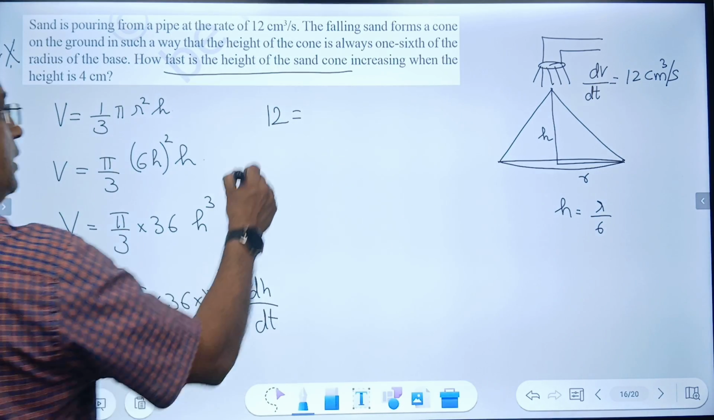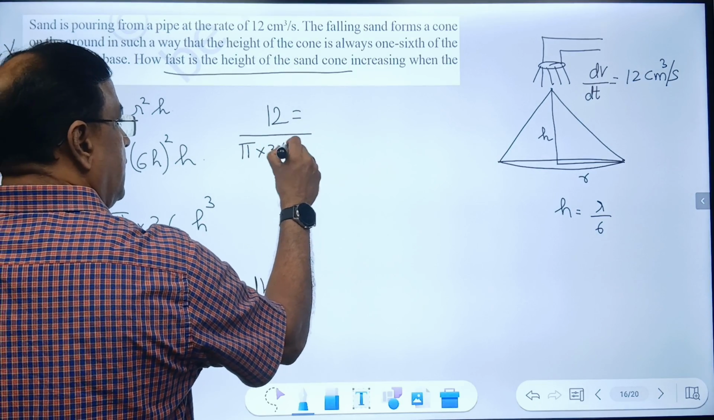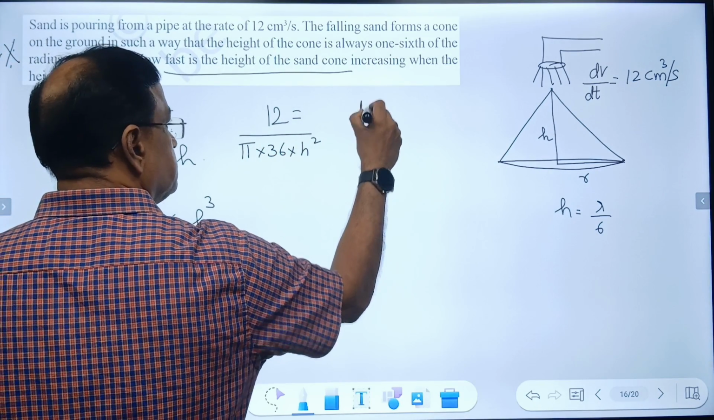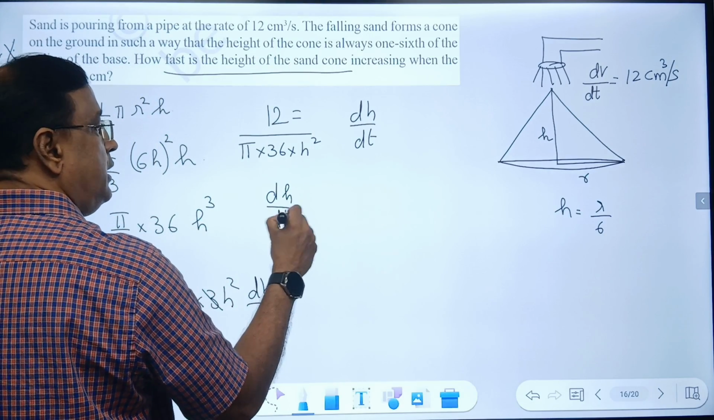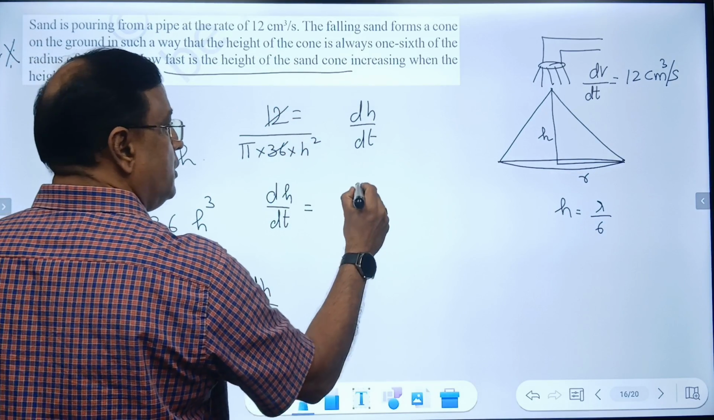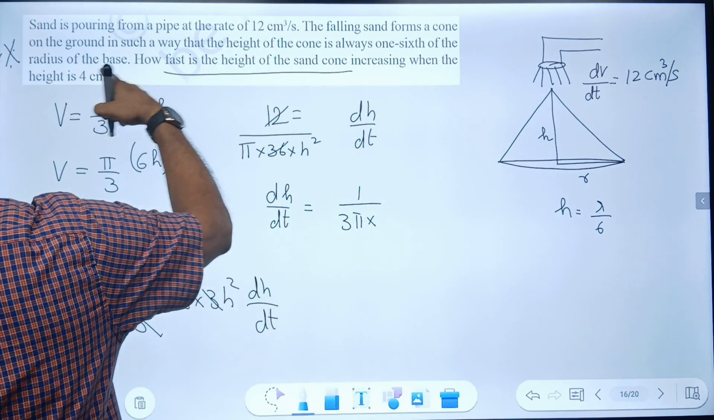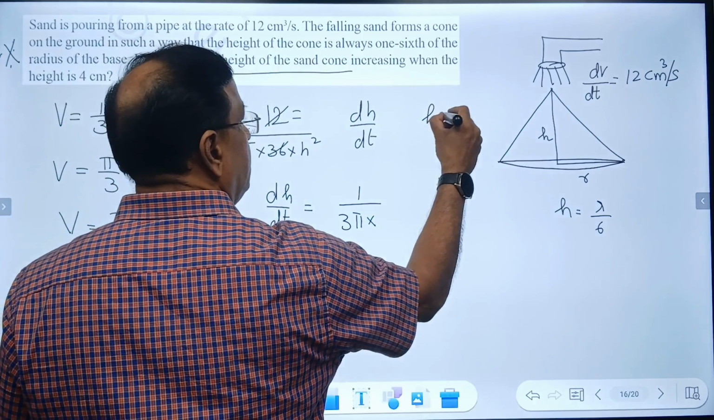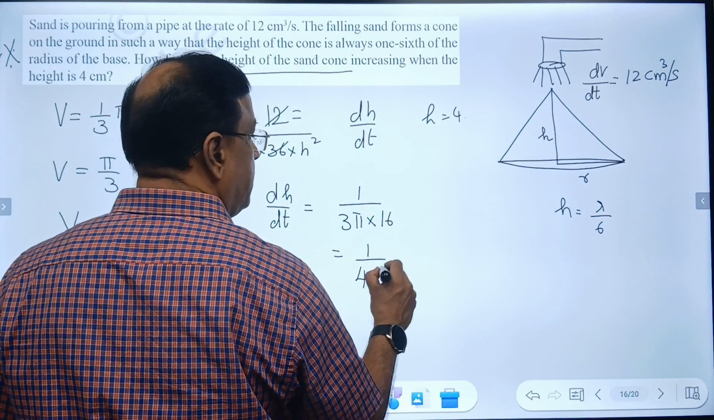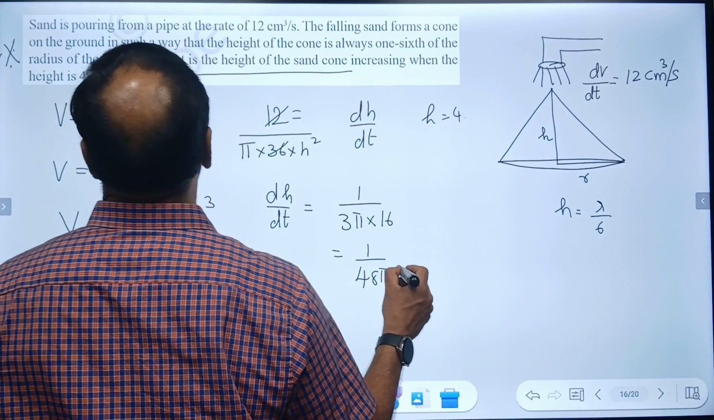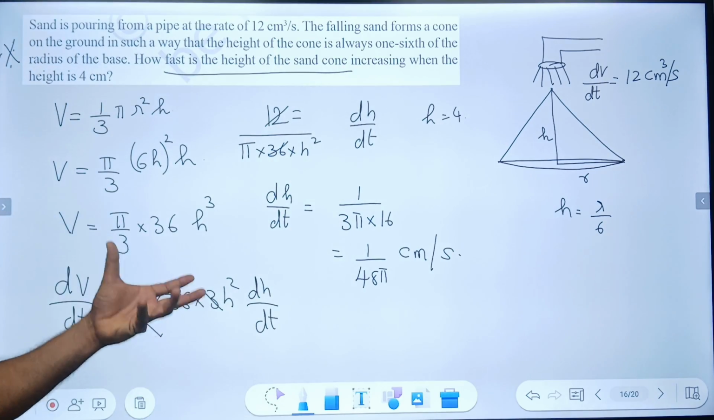And what is remaining? I have pi, and I have 36, and I have h square. So now from this, what is dh by dt? dh by dt is, they get cancelled. You get 1 by 3 pi, and now h is 4. So h is 4. If h is 4, h square will be 16. So the answer is 1 by 48 pi. Unit will be centimeter per second. Very simple, but stop with this class.